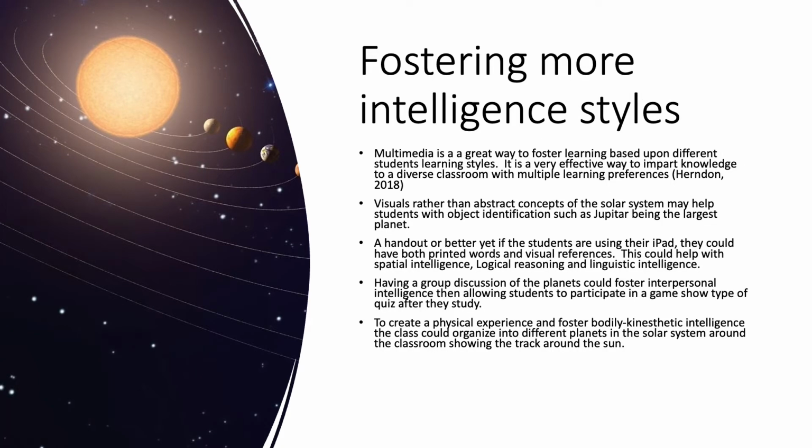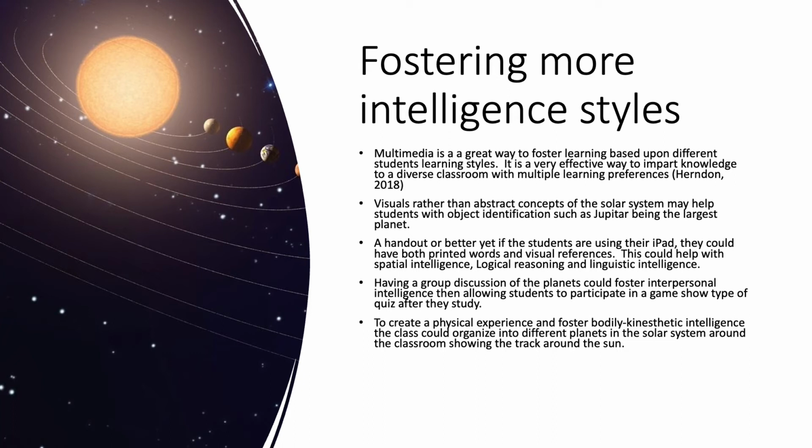My recommendations for fostering more intelligence styles include utilizing multimedia, since it's a very effective way to give knowledge to a diverse classroom. Visuals rather than abstract concepts of the solar system may help students with object identification, such as Jupiter being the largest planet. Better yet, if the students are using iPads, they could have both printed words and visual references. This could help with spatial intelligence, logical reasoning, and linguistic intelligence.